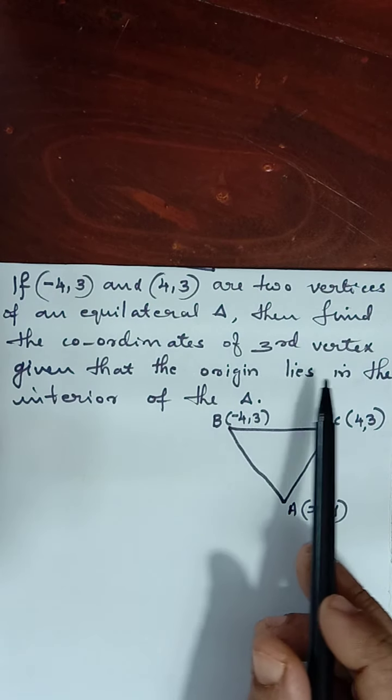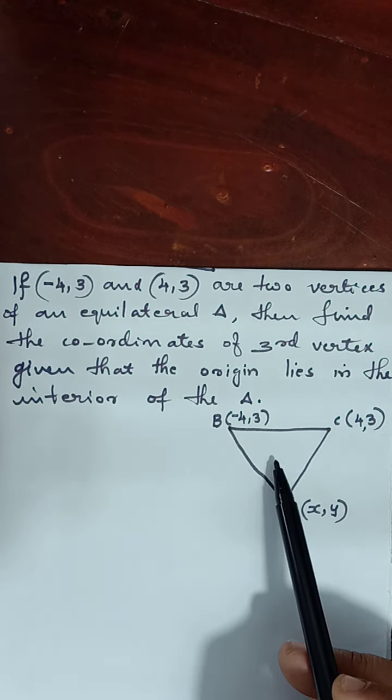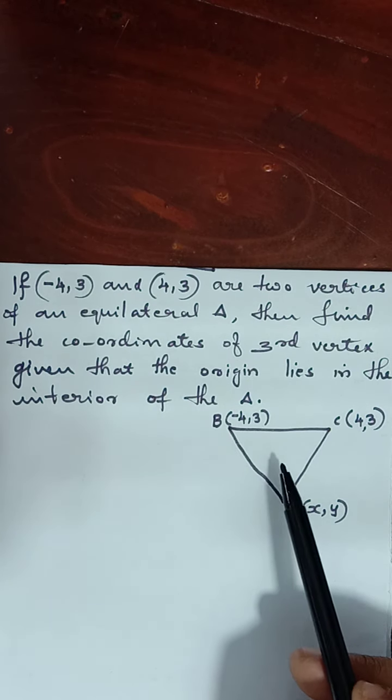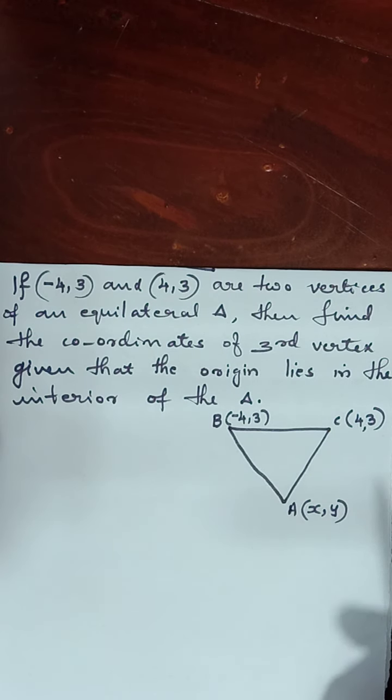Given that the origin lies in the interior of the triangle. Origin is always (0, 0), we know. (0, 0) should lie in the interior of the triangle. That is a clue given. So two clues are there when we read this question. First one is the triangle is an equilateral triangle. Let us start with that.